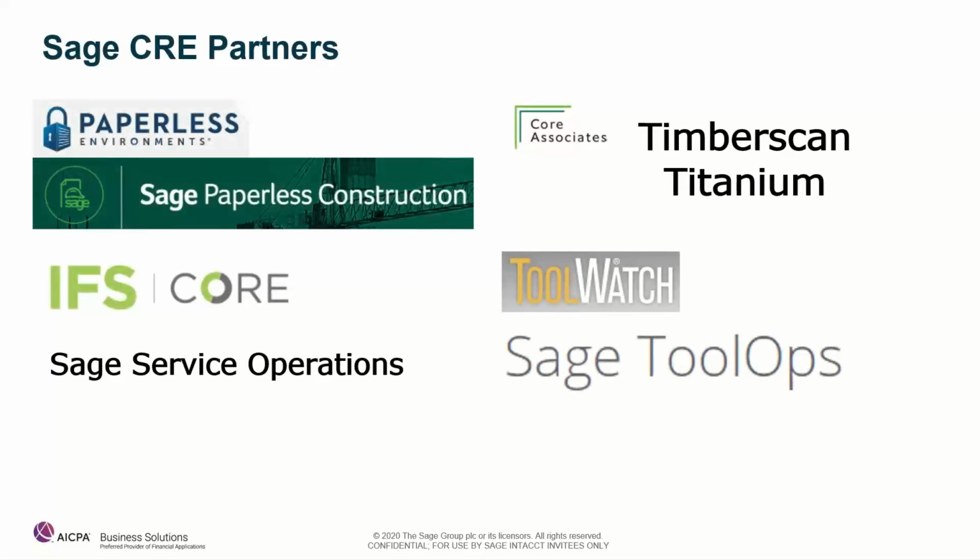Now, many of you have some existing products you're using, perhaps Sage Paperless or SSO or Sage ToolOps or TimberScan. Those products are all building integrations right now to Sage Intacct. SSO, Sage Service Operations for work order, extension of service management to the web, we'll be expecting integration Q1 2021. TimberScan, a popular content management tool, has already released their Sage Intacct product called Titanium, available today.